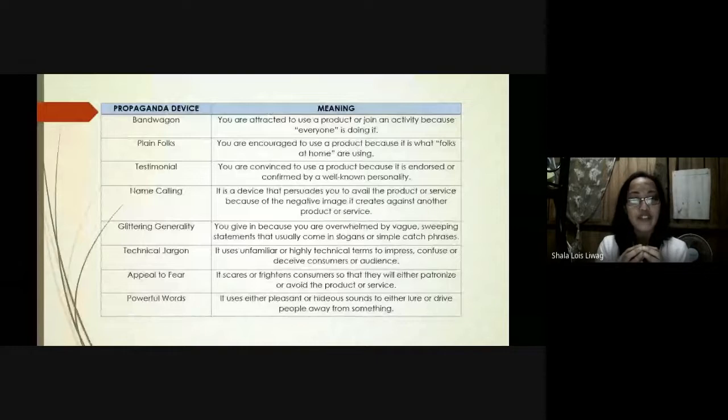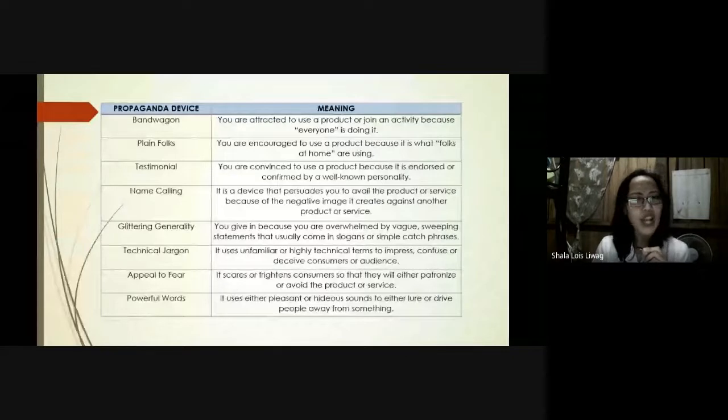After defining the different types of biases, we will now tackle the different types of propaganda devices used. Can a student please read the different types of propaganda devices and their meaning on the slide? Thank you, Ms. Tugano. For the first part, bandwagon.